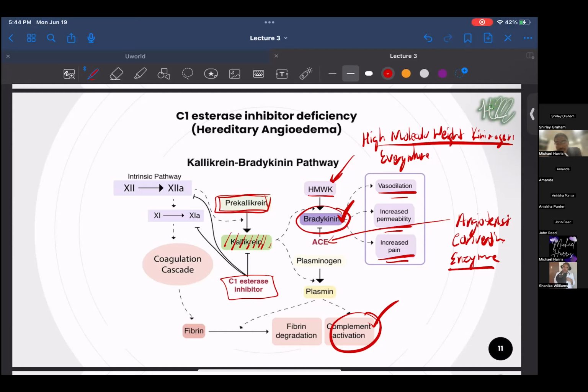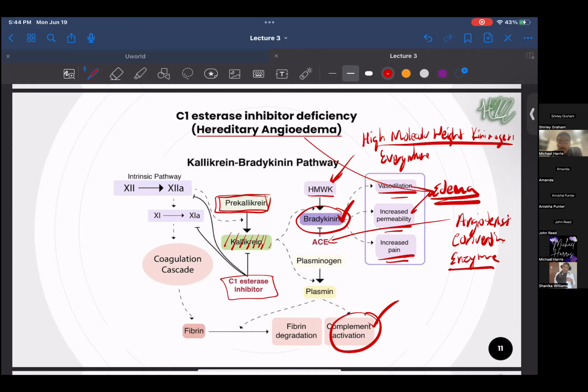So what essentially happens is this. ACE blocks bradykinin from working, and as a result, bradykinin builds up throughout the body. Okay. So bradykinin then causes things like vasodilation of blood vessels everywhere. It causes increased permeability everywhere and can cause pain as well. But the vasodilation and increased permeability causes what is known as edema. And this is what we know as hereditary angioedema.